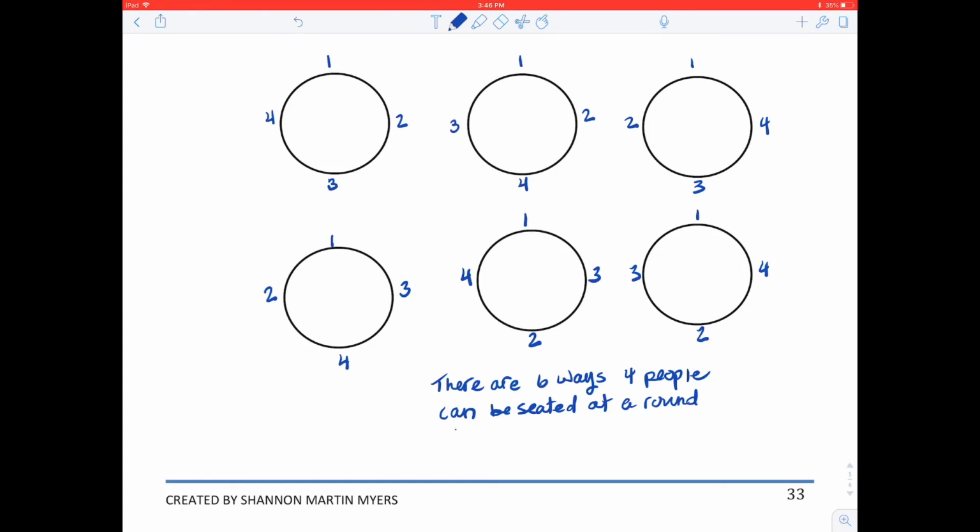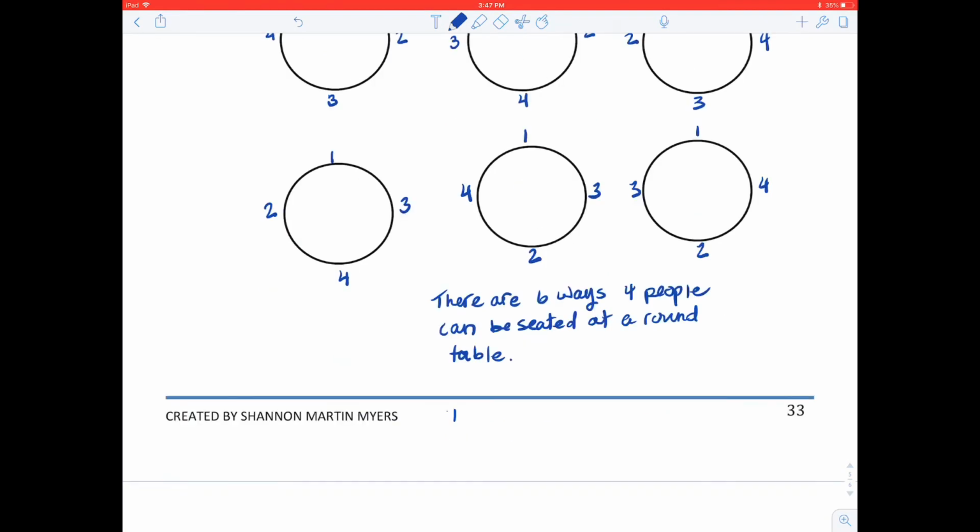So what you may want to do is sort of tuck this in your brain. It turns out that in general, there are n minus 1 factorial ways to seat n people, or arrange n people at a round table.